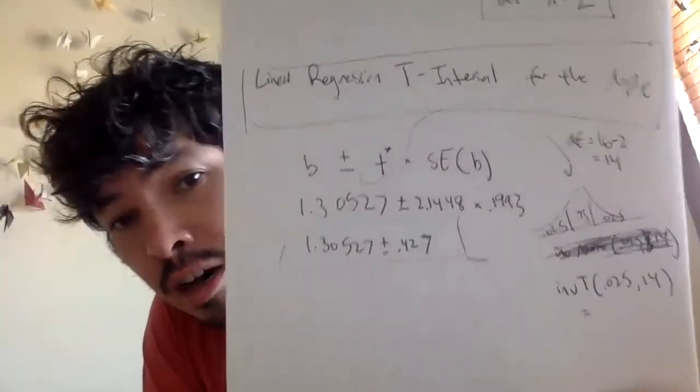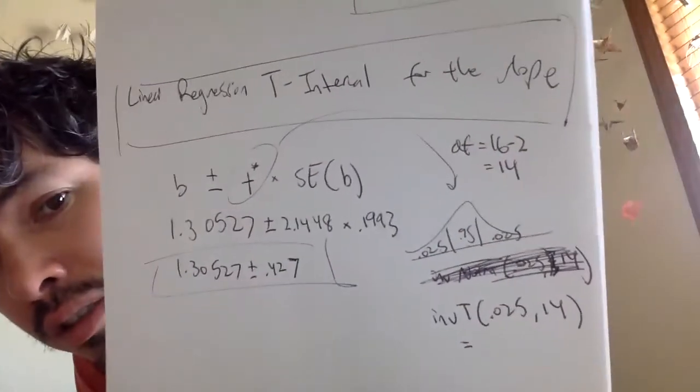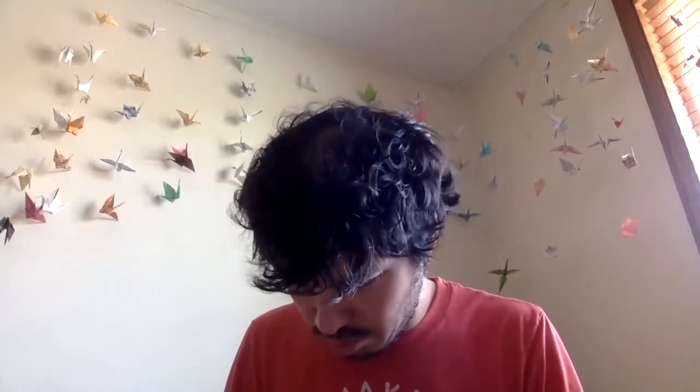And now I'll get the upper bound and the lower bound of that. So 1.30527 minus 0.427 is 0.878. And 1.30527 plus 0.427 is 1.732.